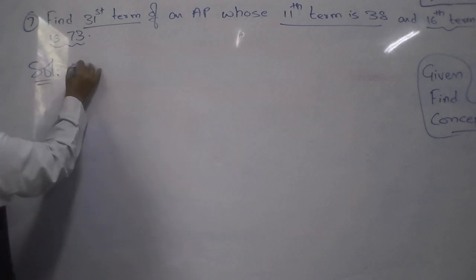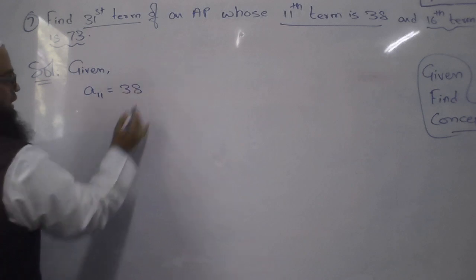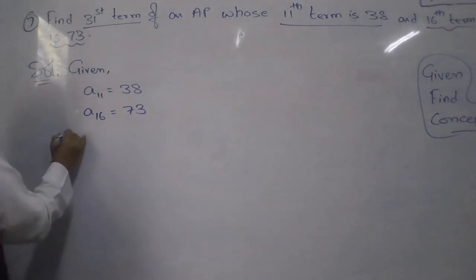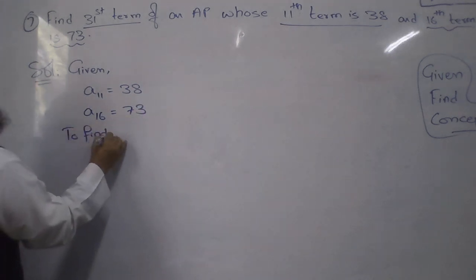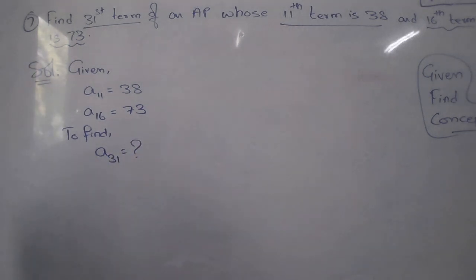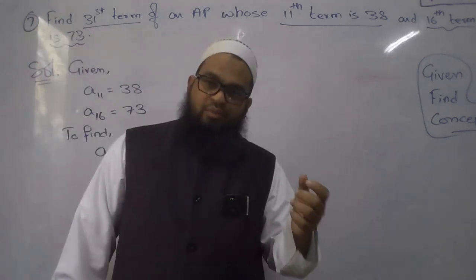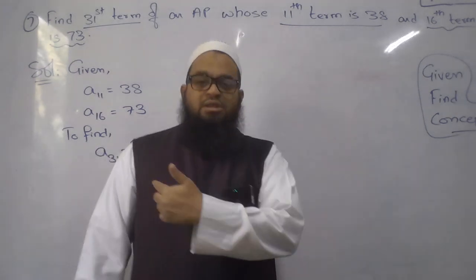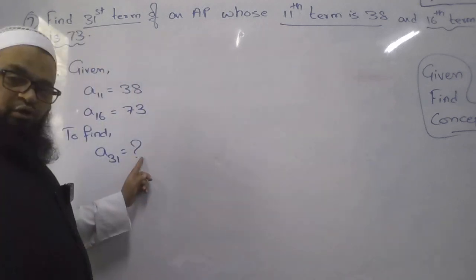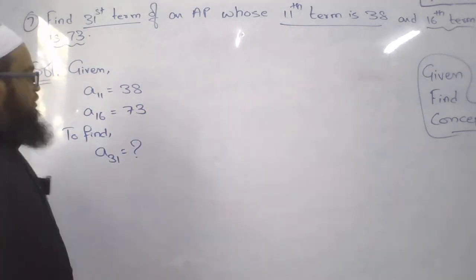So, solution. First, what is given, my dear students? Given: the 11th term, that means A11 is equal to 38, and A16 equals 73. What to find? Find A31. And what should be the concept? Here he is asking the 31st term, which means the nth term, so it can be any term. He asked the 31st term, that means n is equal to 31. We have to start either from what to find or what is given, and mostly 90% will start from what is given.